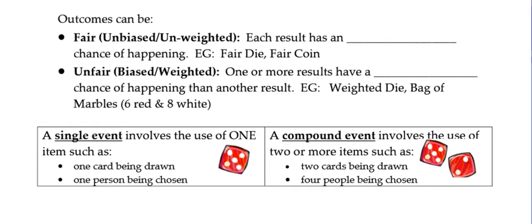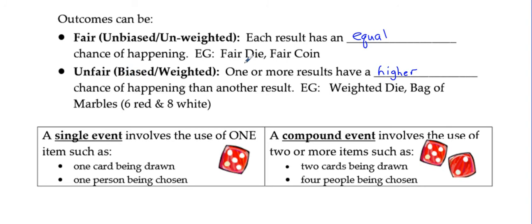So some definitions that you'll need to know. Anytime we talk about a fair or an unbiased or an unweighted object, it means that each result has an equal chance of winning. An unfair or a biased or a weighted example would be one where one or more results have a higher chance of winning.